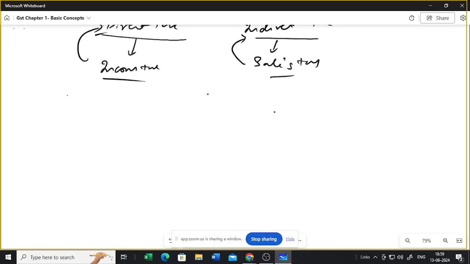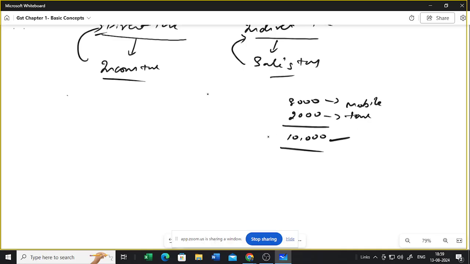So how are we paying the indirect tax? Suppose you purchase a product, say a mobile phone, from the shop. He will give you an invoice, right? In that invoice, the mobile price is 8,000 plus tax of 2,000. The final bill is 10,000, right? You will pay this 10,000 to the shop person, which includes the tax amount plus the mobile.